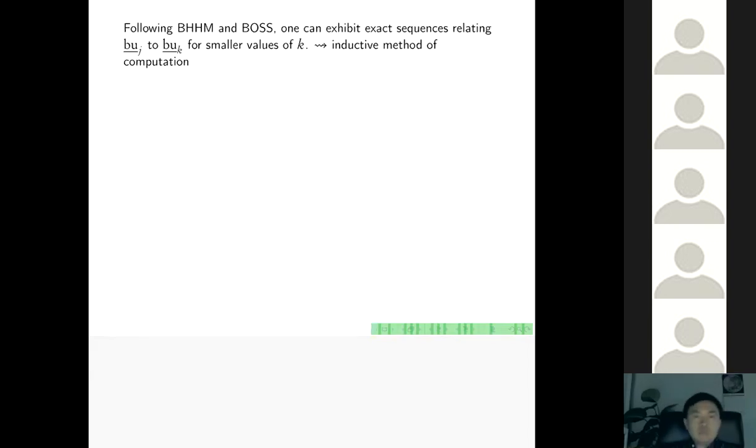And you can put, again, a weight filtration on that thing. And then you can define BO Brown-Gittler subcomodules in the same way by weight less than or equal to 4J in the case of BO. And then what they do is they produce these exact sequences relating BOJ to BOK for smaller values of K. And I do essentially the same thing. And once you have these exact sequences relating BUJ to BUK for smaller K, that gives an impetus to do some sort of inductive method of computation.